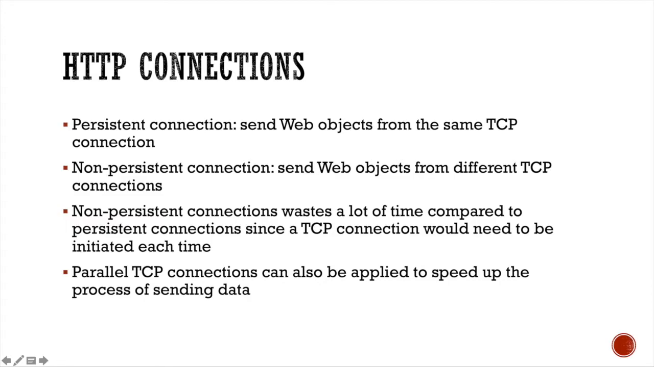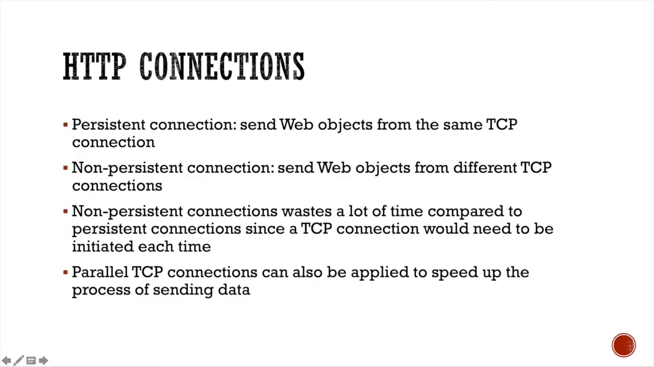When a client asks for a web page from the server, the web page might consist of many web objects. The server could send the web objects from the same TCP connection or through different connections every time it sends a web object. The former is called persistent connection while the latter is called non-persistent connection. Persistent connections are used as default in HTTP.